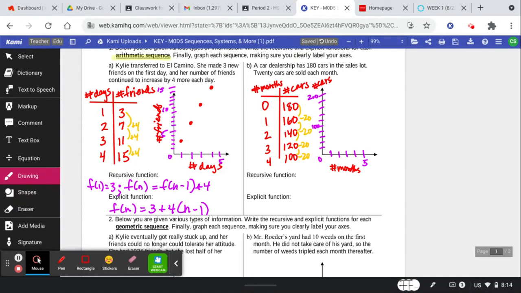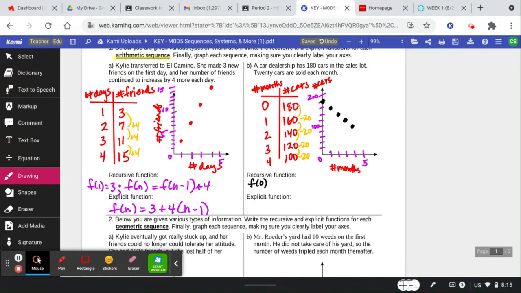Okay, we're going to be starting at 0, 180, way up here. Going down by 20, we're going to go to 1, 160, 2, 140, 3, 120, and 4, 100. And we could keep going in the same pattern, etc. And look, it's a linear pattern because it's going down by the same, down 20 each time.